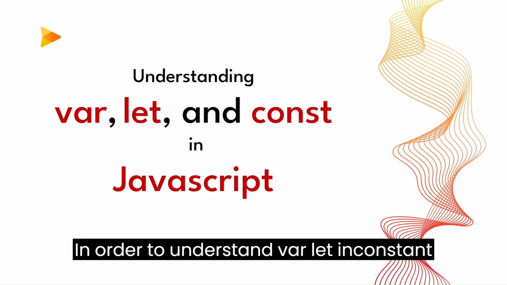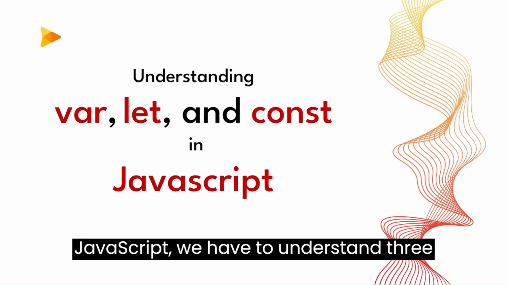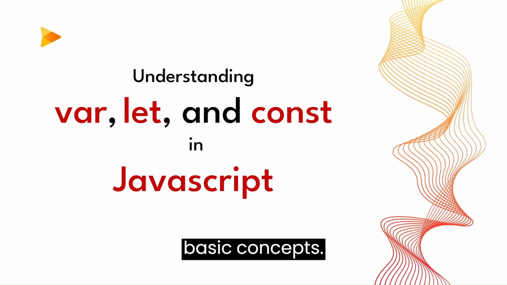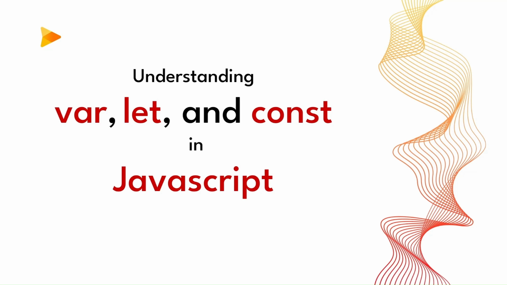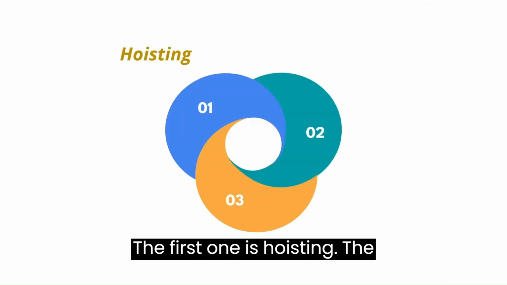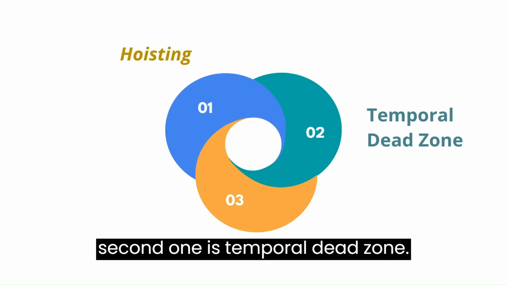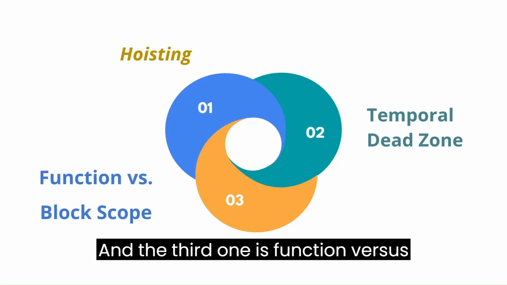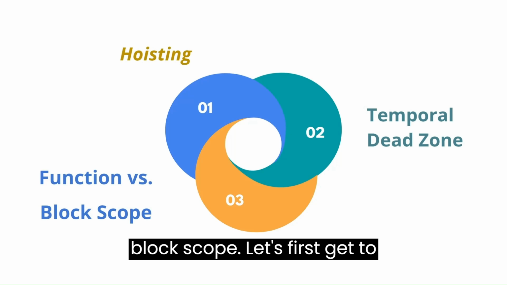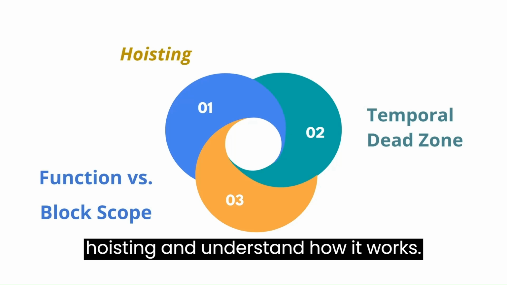In order to understand var, let and const in JavaScript, we have to understand three basic concepts. The first one is hoisting. The second one is temporal dead zone. And the third one is function versus block scope. Let's first get to hoisting and understand how it works.